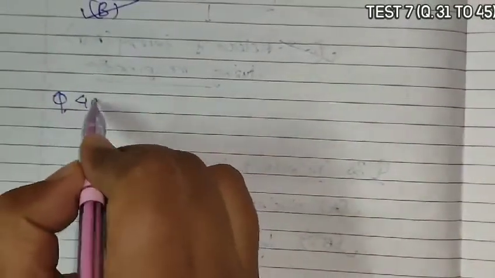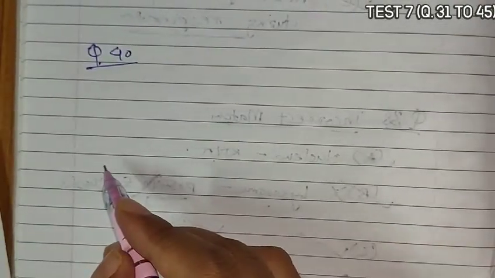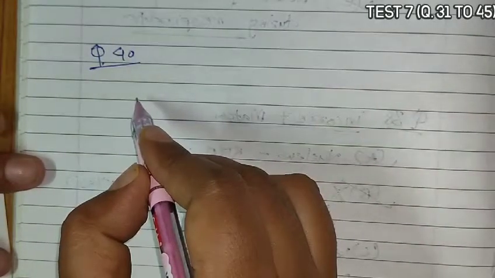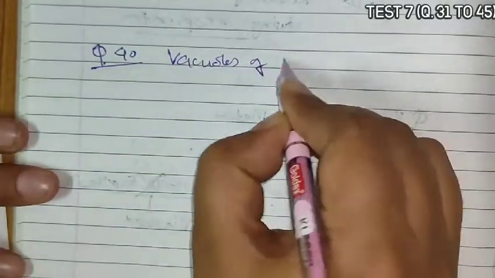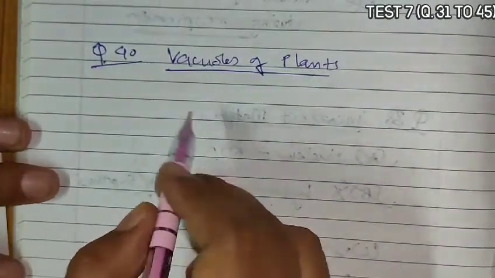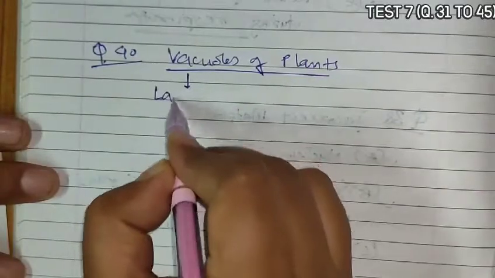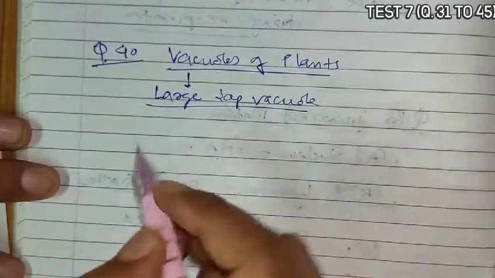Next is question 40. Question 40 asks that vacuole of the plant can be involved in which of the following? Now vacuoles of a plant, you know that they are a part of the endomembrane system, and specifically plants have a large sap vacuole, and this large sap vacuole occupies 90% of the volume.